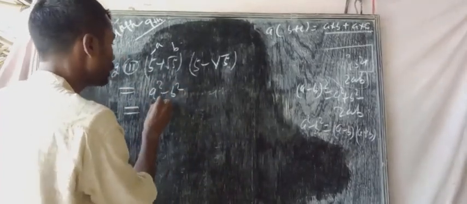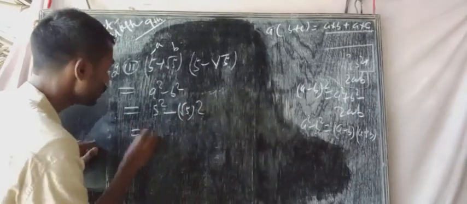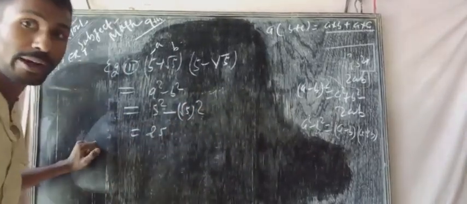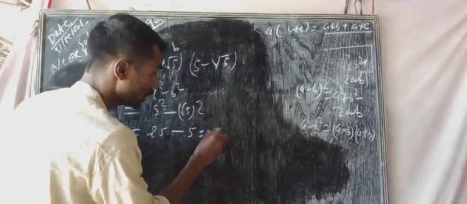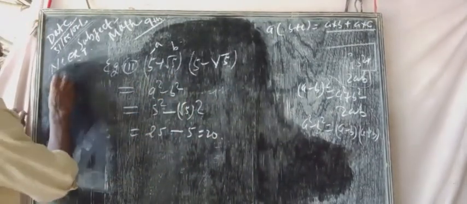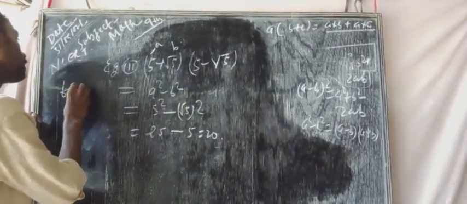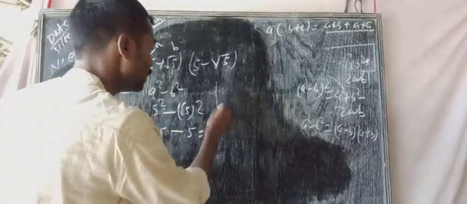Similarly, in place of a, 5 square, minus, in place of b, root 5 whole square. That means 5 into 5 is 25, minus root 5 whole square, that means 5, which is equal to 20. First method, by the multiplication.